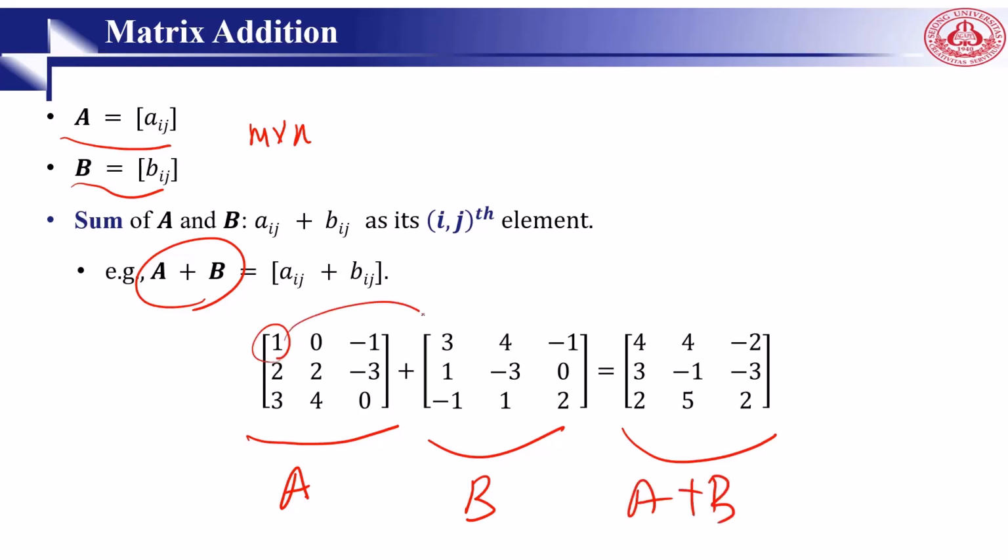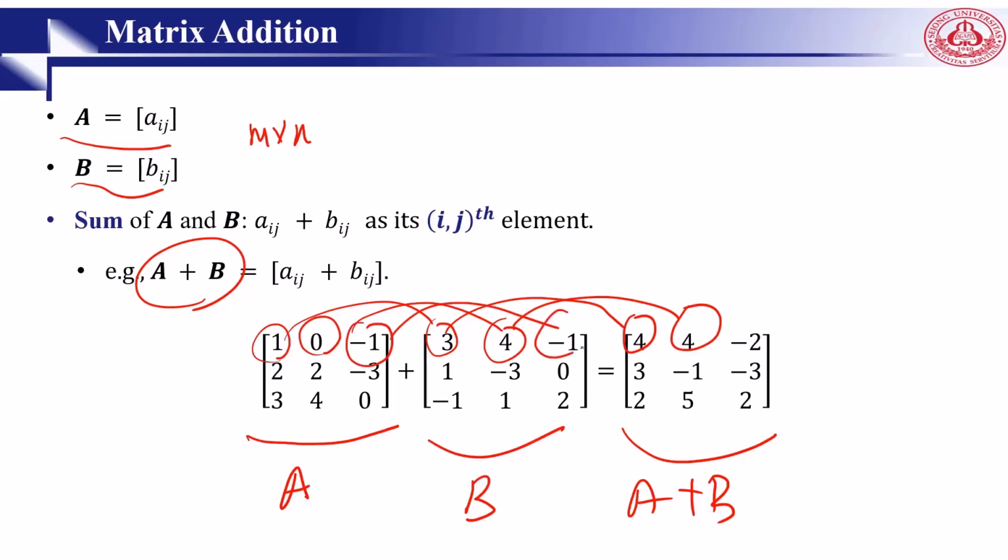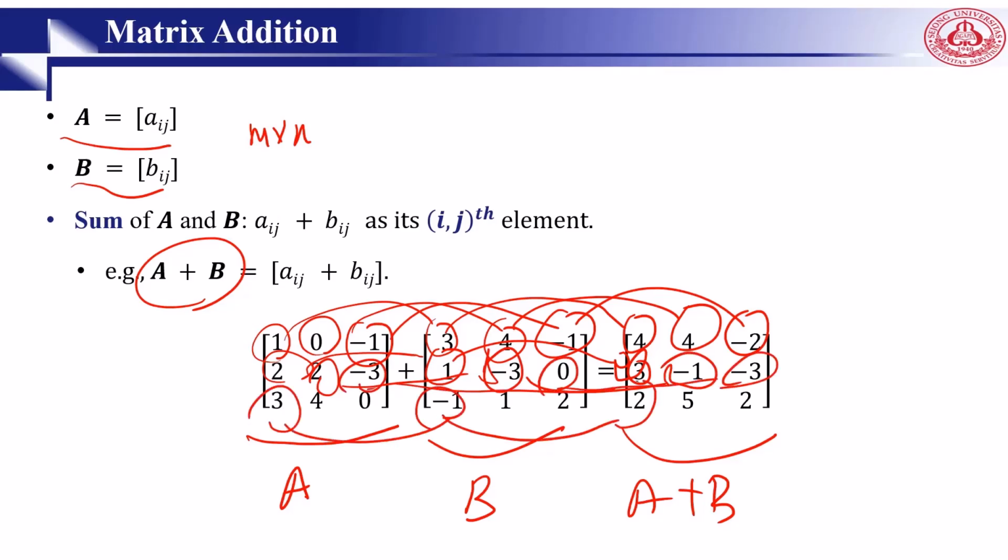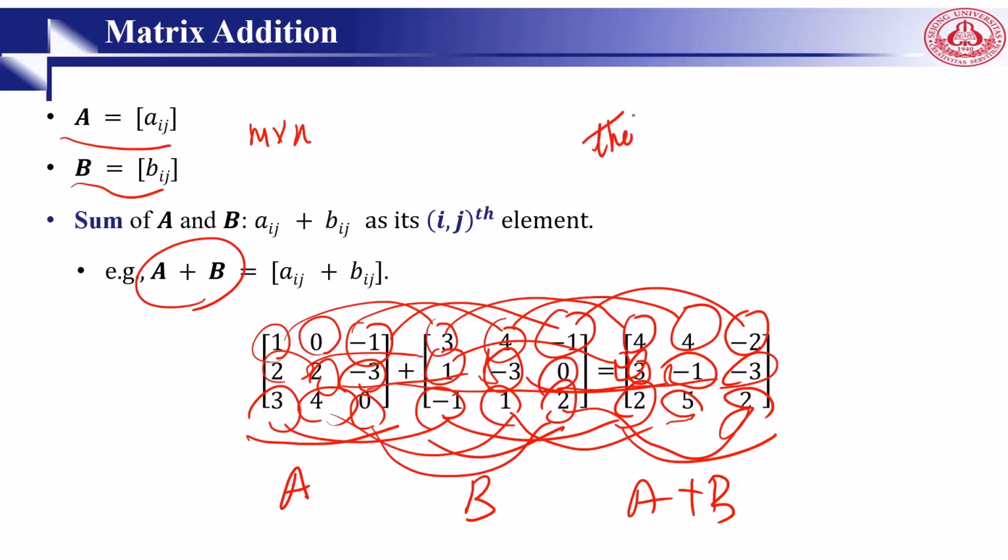What we did: 1 plus 3 equals 4, 0 plus 4 equals 4, minus 1 plus minus 1 is minus 2, 2 plus 1 is 3, 2 plus minus 3 is minus 1, minus 3, 0, minus 1, 3, minus 1, 2, 4, 1, 5, 0, 2, 2. Very simple, right? But you should remember they should have the same size. If two matrices are different in size, we can't do summation.